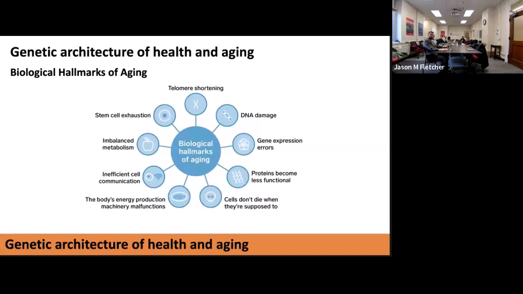So this figure here covers some of the most relevant hallmarks of aging. So this includes DNA damage as a result of copying and gene expression errors. Proteins become less functional. There's inefficient cell communication, imbalanced metabolism, telomere shortening, and so on. So eventually, these broad changes manifest at a clinical level as chronic conditions.